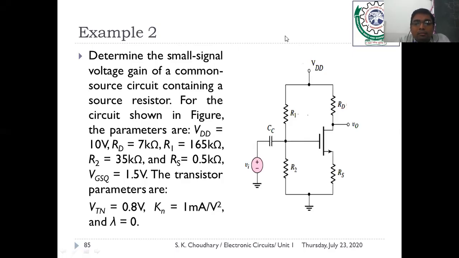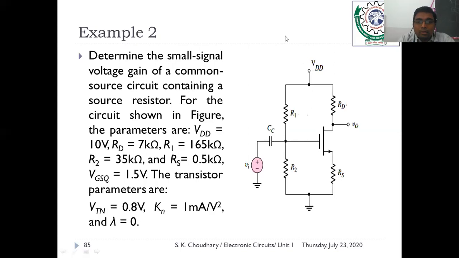In the last lecture of electronic circuits, we have learned the common source amplifier with source resistor, as well as we have taken one of the numericals as an example. Now today we are going to take another example, and this example is based on the common source amplifier circuit with source resistor.